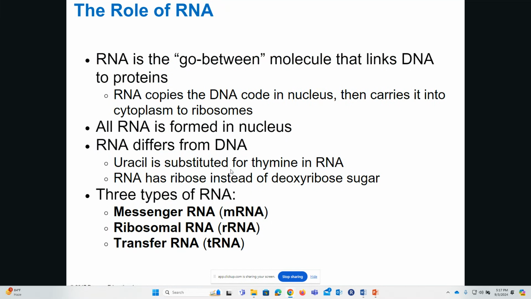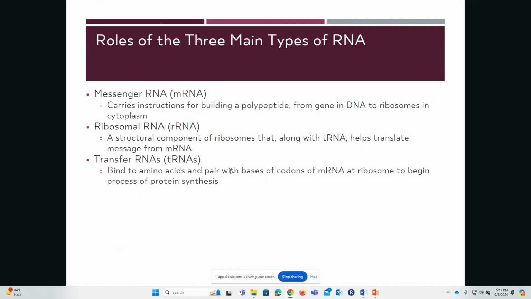And again, don't forget the three types of RNA and what they do. Messenger RNA, or mRNA, carries instructions for the building of a polypeptide from the gene or segment of DNA in the nucleus to the ribosome in the cytoplasm. Ribosomal RNA, or rRNA, is a structural component of ribosomes that, along with the tRNA, helps translate messages from mRNA. And transfer RNA, or tRNA, binds to amino acids and helps to pair them with the bases of codons that are on mRNA. Just as we read DNA triplets, we read mRNA in threes called codons, and those are what are read at the ribosome to begin the process of protein synthesis.